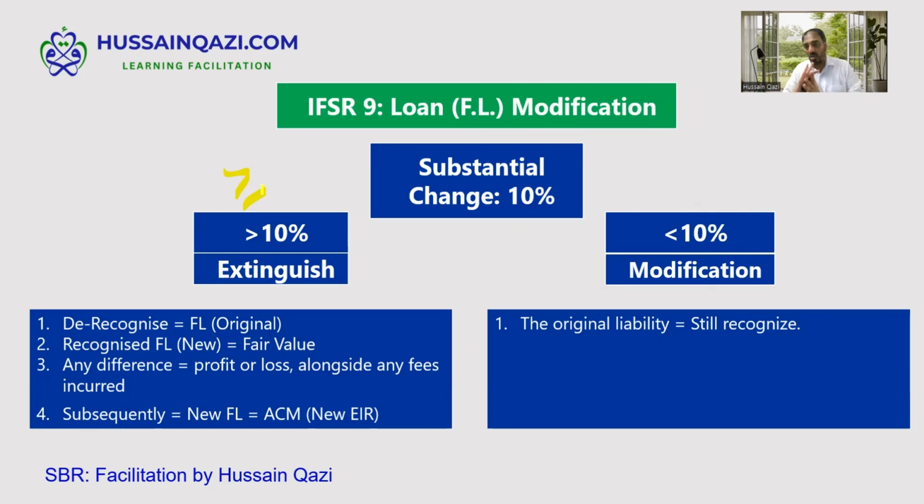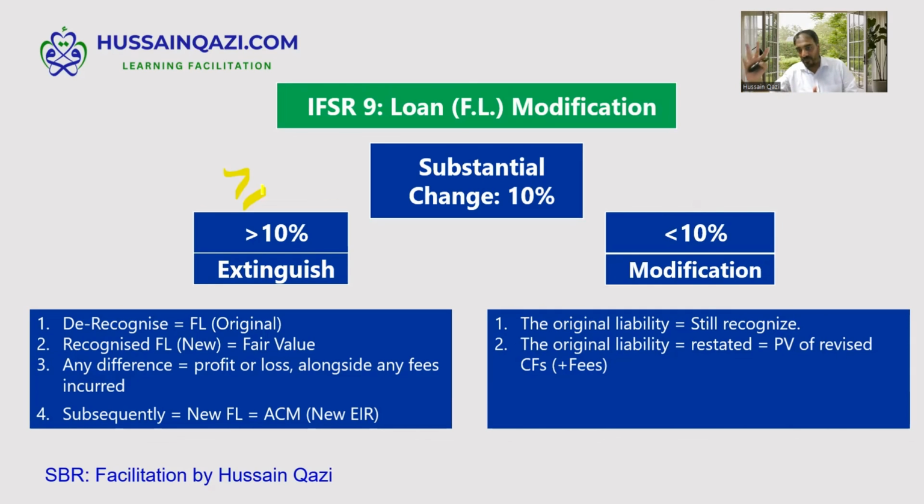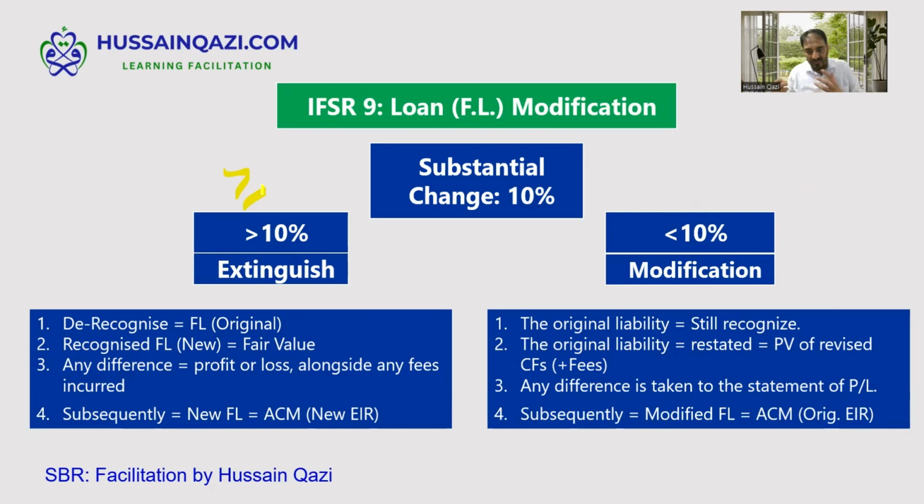In the case of less than 10%, the original liability is still recognized. The original liability needs to be restated to the level of the present value of the revised cash flows in case the loan has increased, plus the transaction fees that need to be adjusted here. Any difference is taken to P&L. Subsequently, the modified loan should be accounted for under the amortized cost method with the original effective interest rate. This is all about the loan modification.